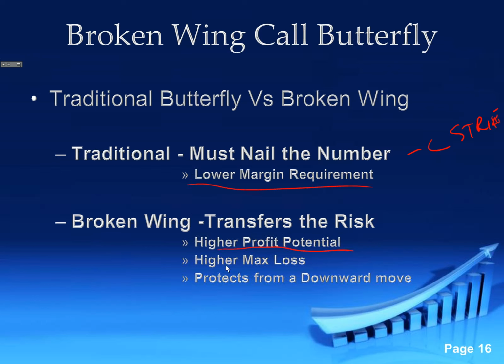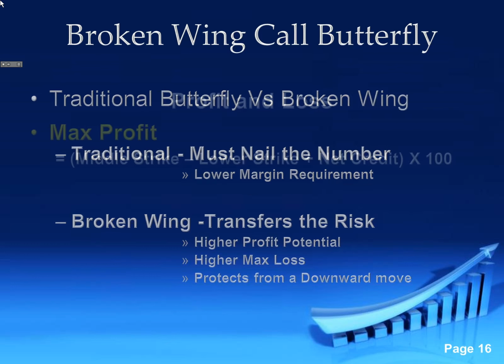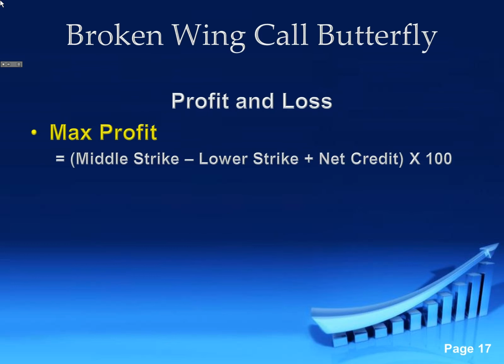We're going to have a higher max loss because anytime you have a higher profit potential, you're risking more. It's risk reward, right? If you're risking more, your reward should be more. But the beauty is we have protection on the downside move with the broken wing butterfly. So a little bit better there. All right, so our max profit is that lower strike minus the middle strike.